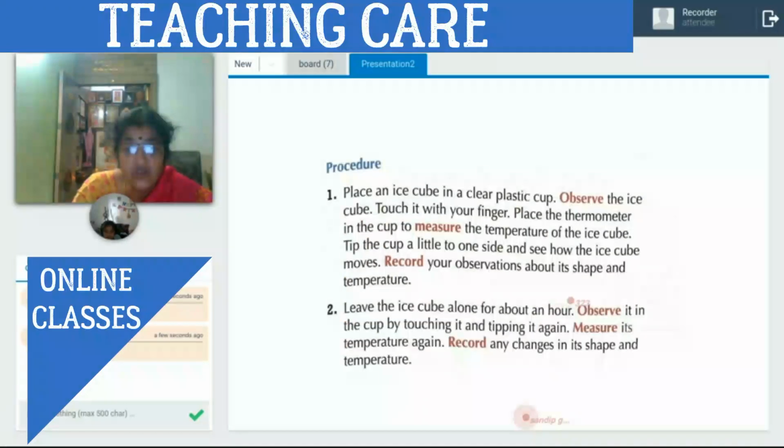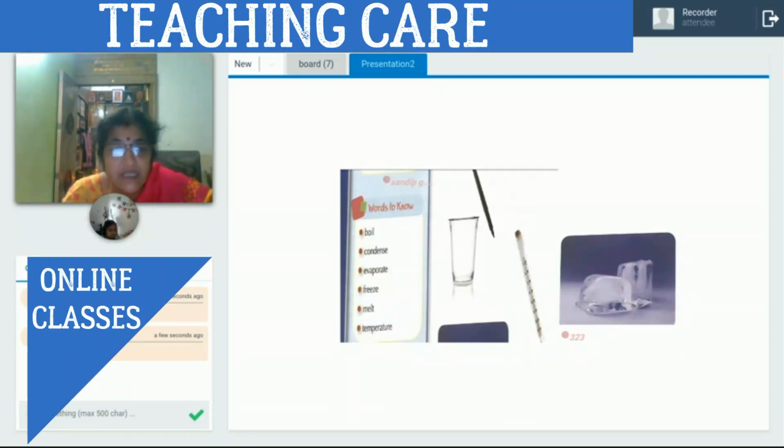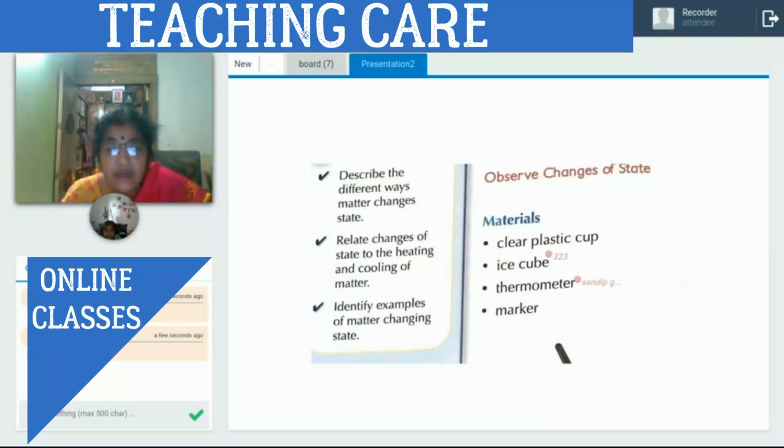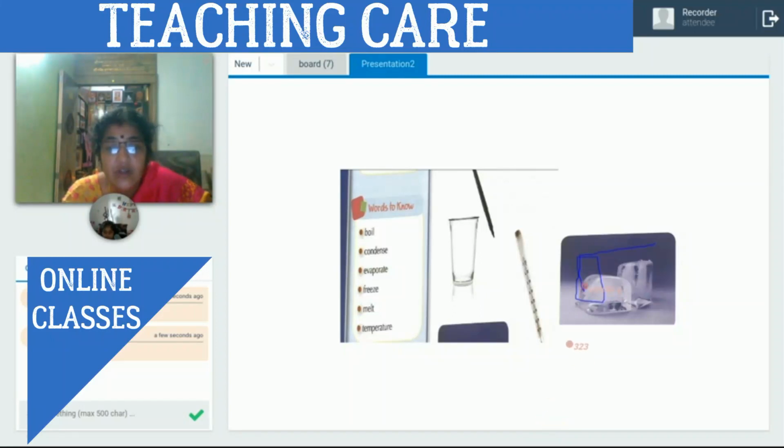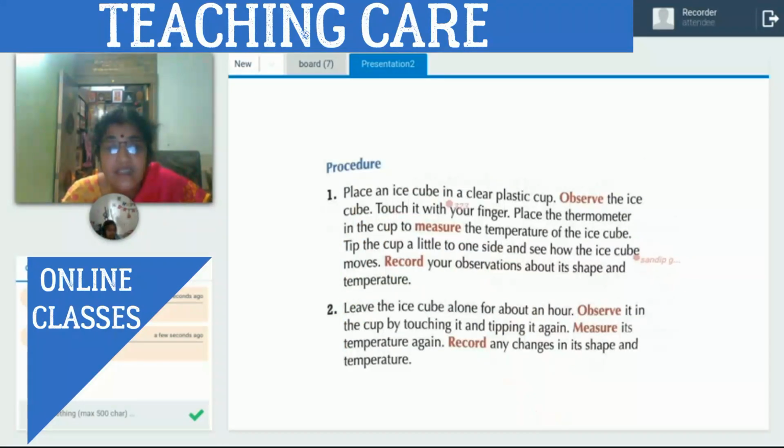So this experiment we have done, no? This experiment, the ice cube. So we have to do this experiment, right? This is the first page of your book. You are taking a clear plastic cup, ice cube, thermometer, marker, right? Then what are you doing? You are keeping that ice cube in the cup. This is an experiment, right?